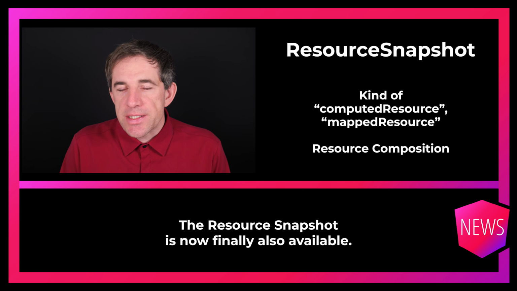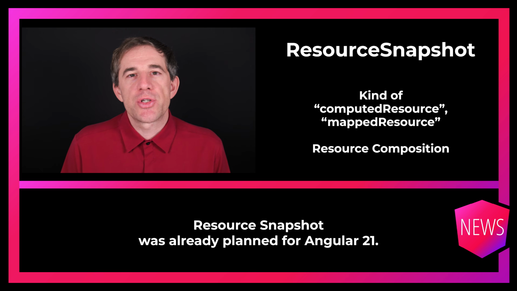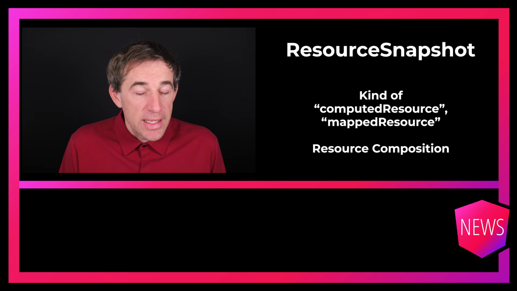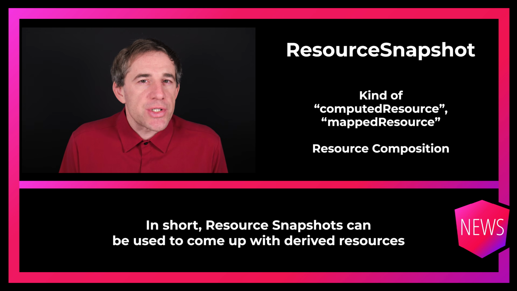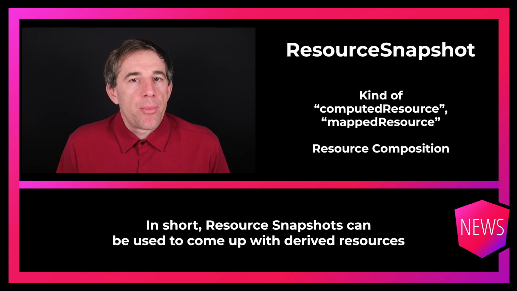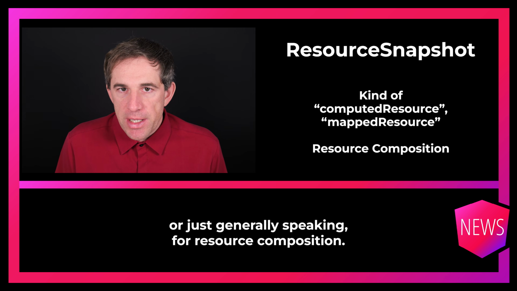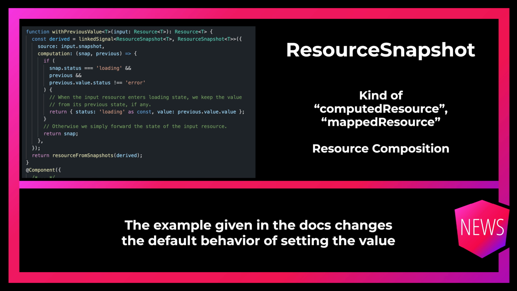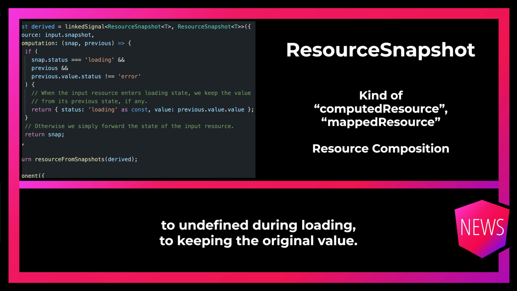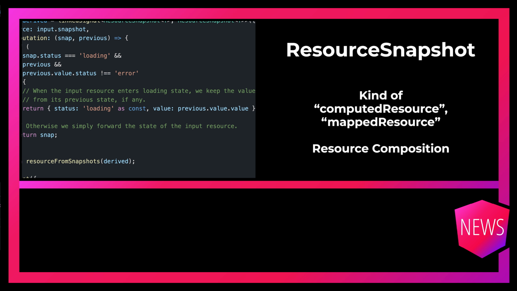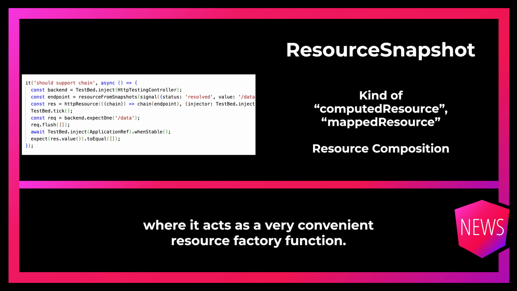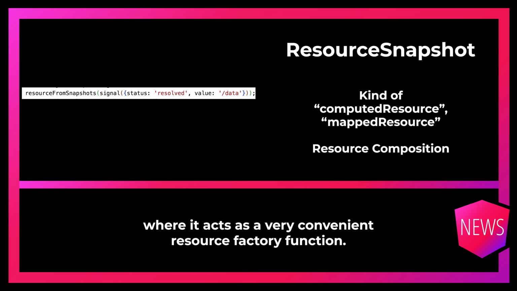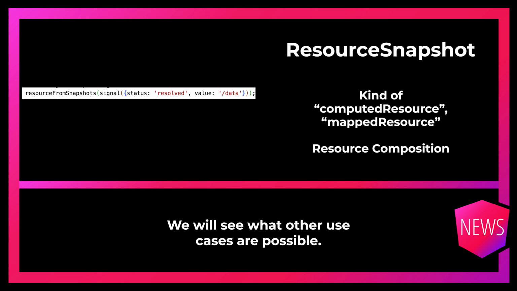The resource snapshot is now finally also available. The resource snapshot was already planned for Angular 21. It was already in the main branch, but it got reverted. In short, resource snapshots can be used to come up with derived resources or just generally speaking for resource composition. The example given in the docs changes the default behavior of setting the value to undefined during loading to keeping the original value. In Angular's codebase, the snapshot is mainly used for testing, where it acts as a very convenient resource factory function. We will see what further use cases are possible.